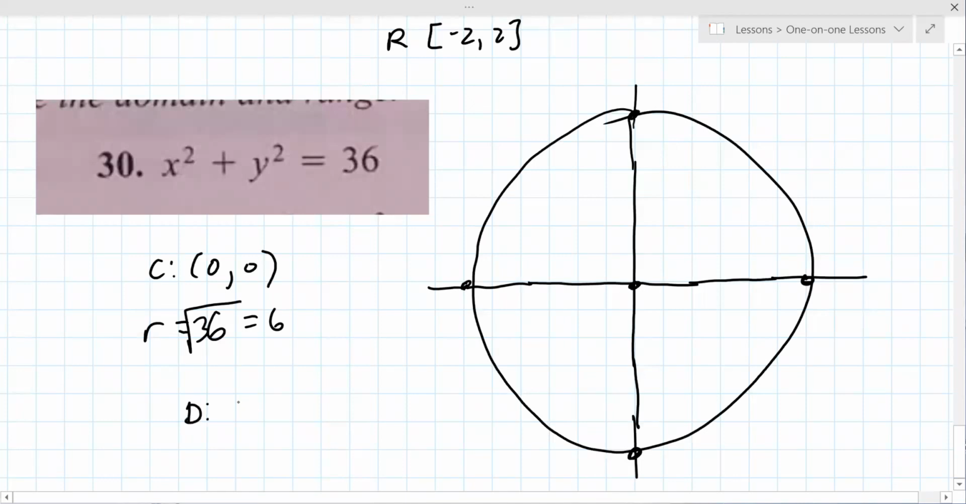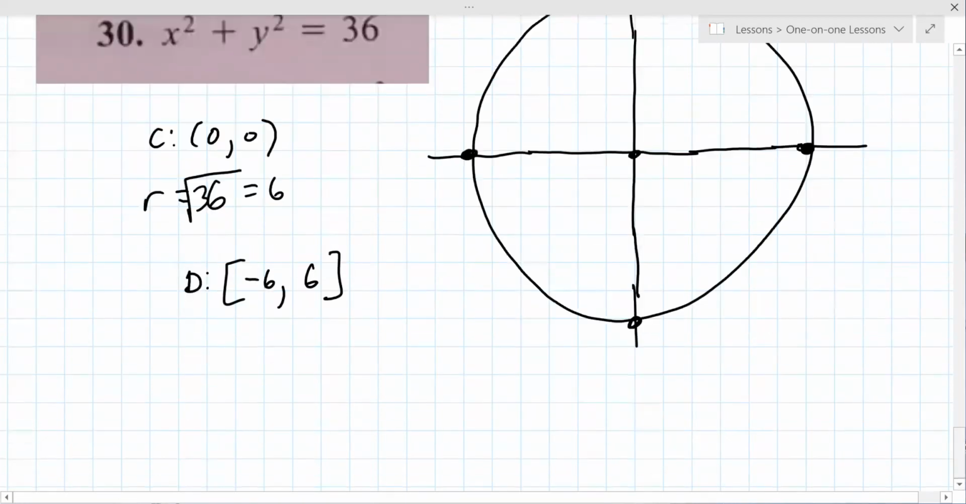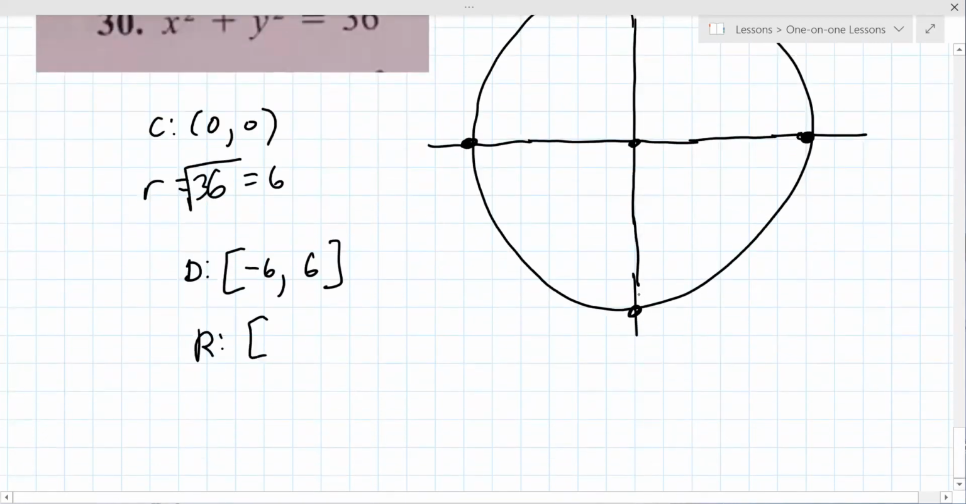The domain of this: what's the leftmost x value? -6. And then the rightmost x value? 6. And then for the range, it's the same deal. What's the bottommost y value? -6 and 6. Do these change at all? Yes. We'll do a few more here.